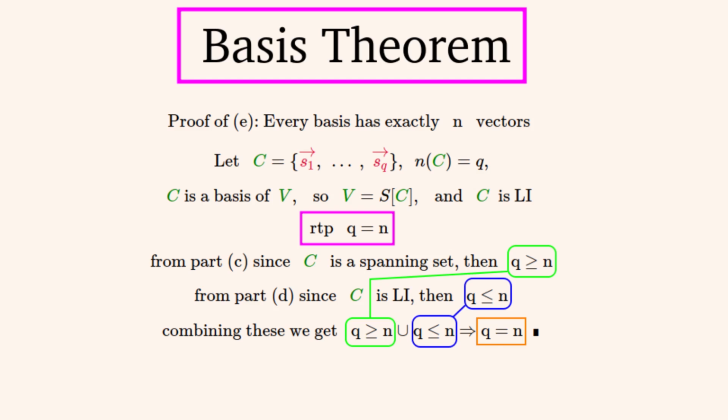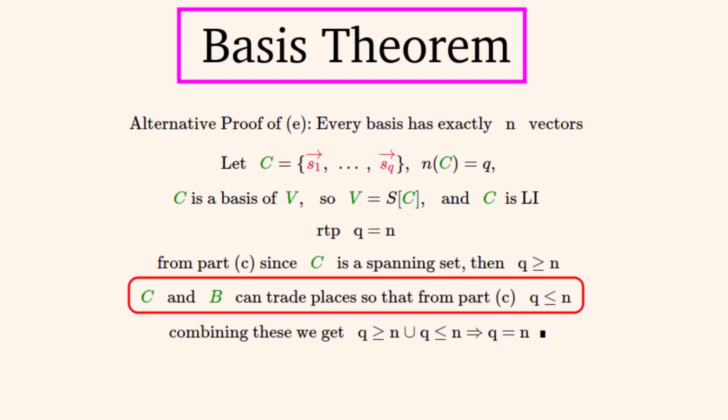This seems obvious, but actually proving it was very difficult. So I decided to write this alternative proof of part E, which was the original one in the textbook. B and C can swap places because they're both bases, and so the inequality can shift to make q smaller than or equal to n this time.